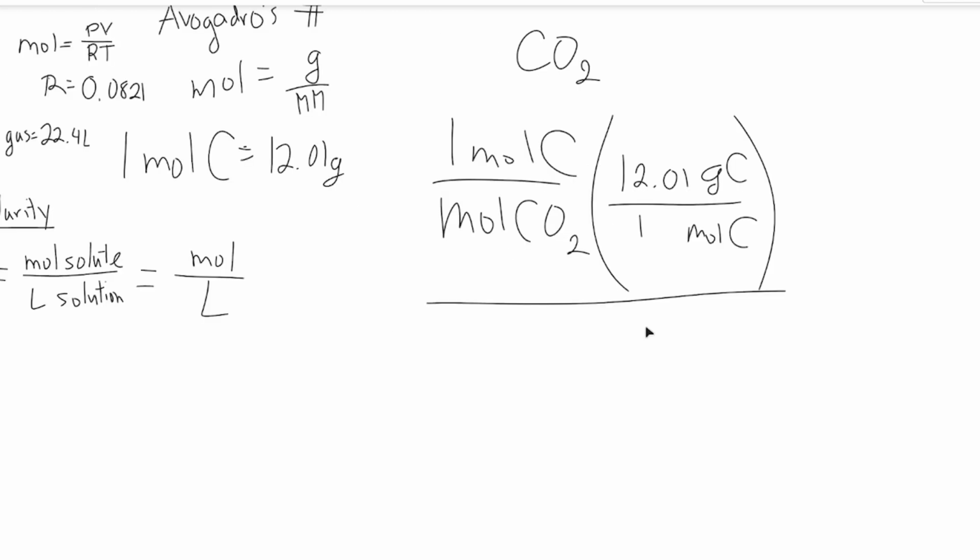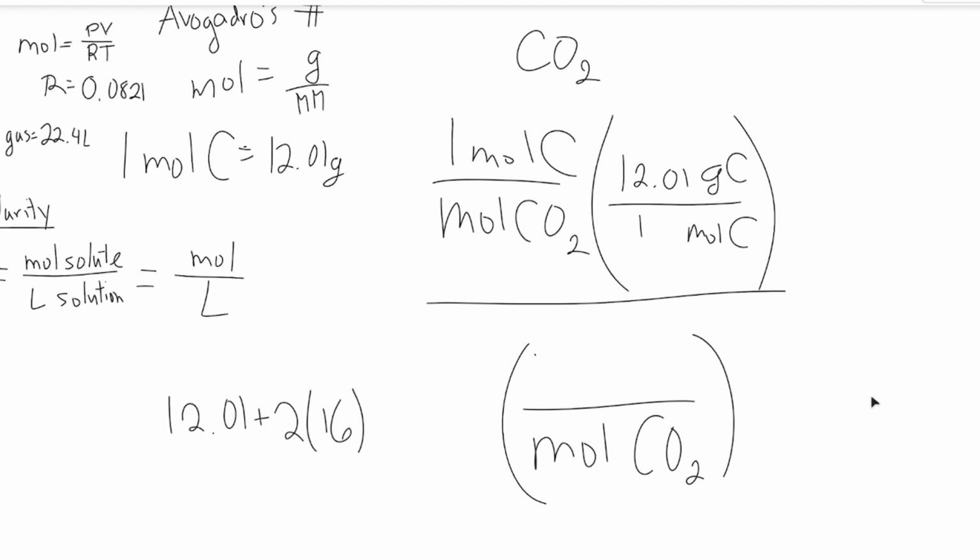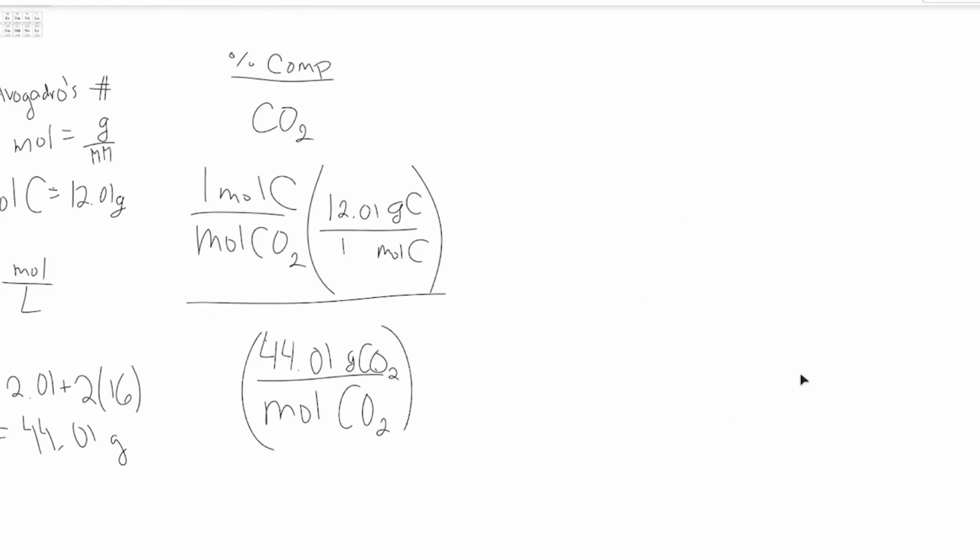We can divide this by the molar mass of CO2, and we can add up the molar masses of all the individual elements. Since we have one carbon atom and two oxygen atoms, we can add the molar mass of carbon plus 2 times the molar mass of oxygen to find the molar mass of CO2. And we found that CO2's molar mass is 44.01 grams. And so now we can plug this into our calculator to solve for the percent composition of carbon. And we get about 27.3%.